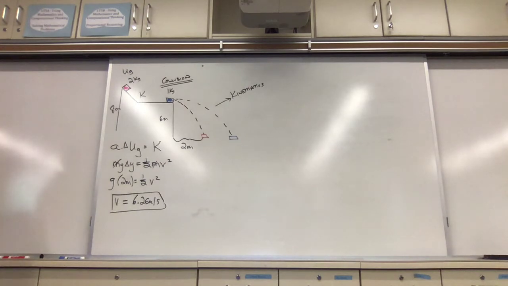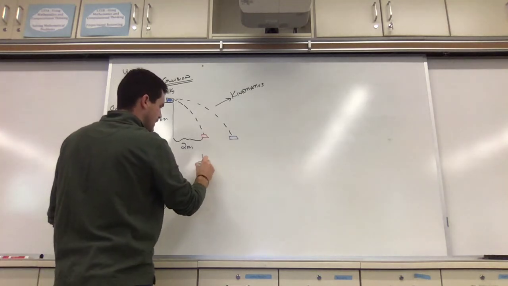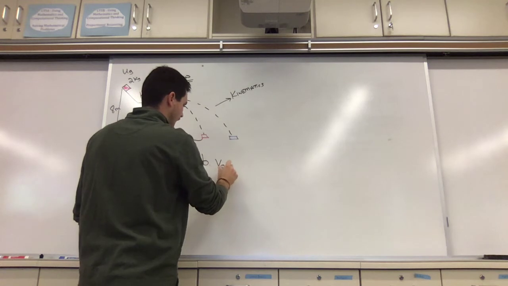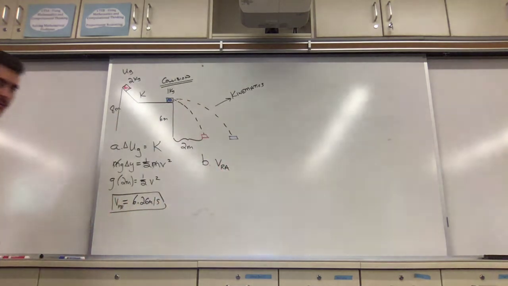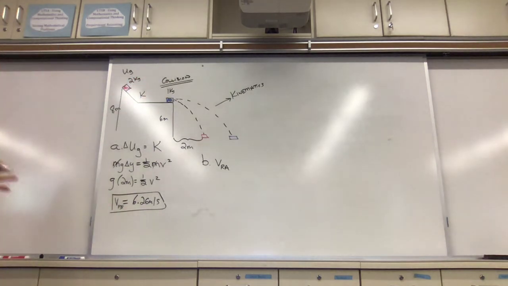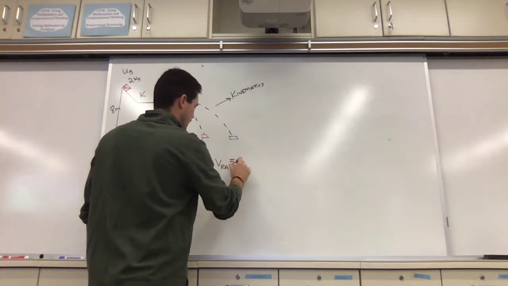Now, how fast is the red block moving right after the collision? That's question B. I'm going to call that V red after. We can call this V red before. We'll keep track of them that way because we know we're going to have to get into momentum at some point, so I want to make sure I have before and after speeds.